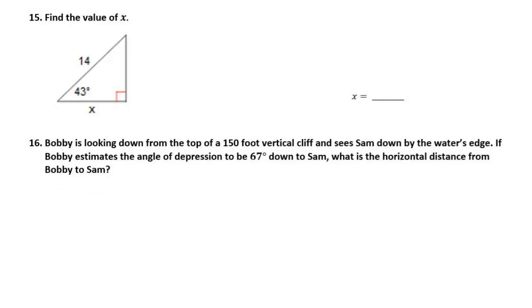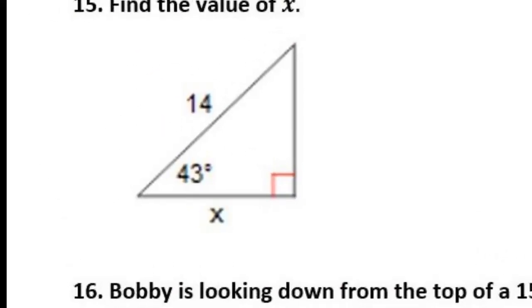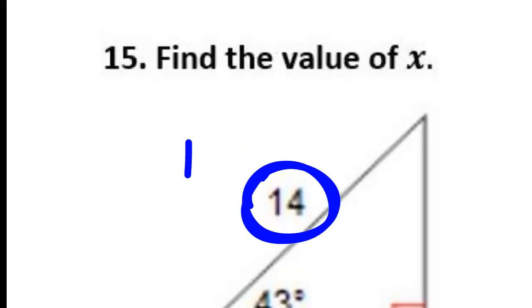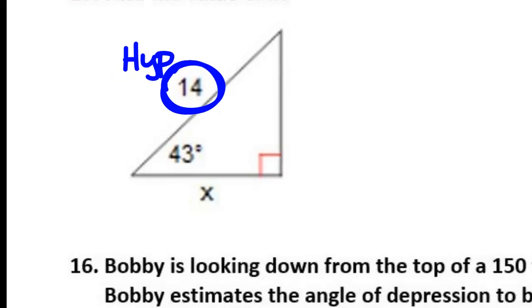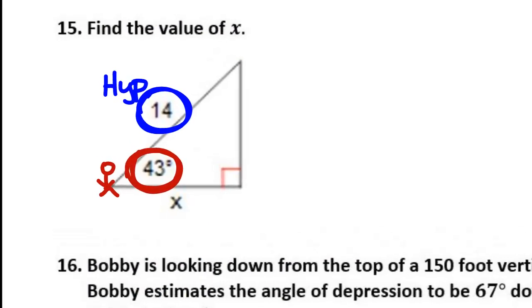Find the value of X. We only have one side. We only know this side right here. Which side of the triangle is that 14? That's the hypotenuse. We know one side and we know one angle. We have this 43-degree angle. And we want to find another side.